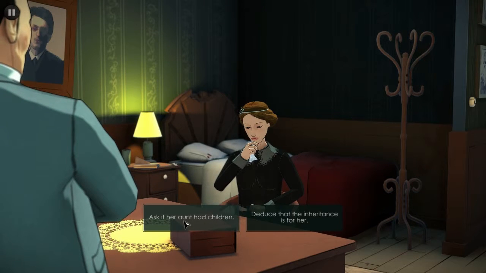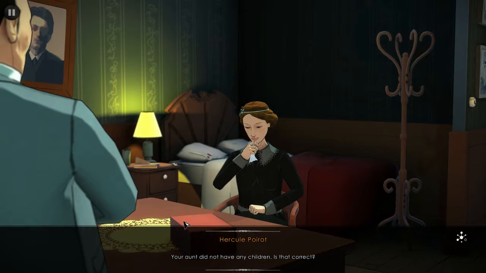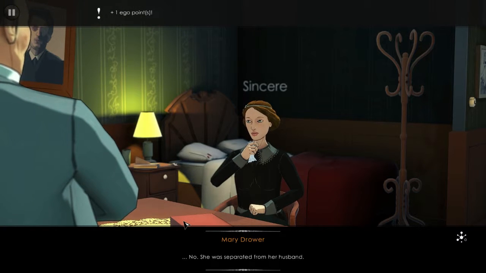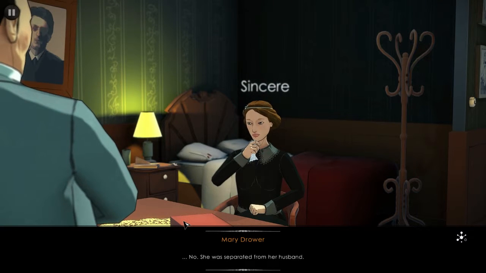Okay, so she was being sincere, it seems. Ask if her aunt had children. Deduce that the inheritance is for her. Let's ask her if she had any children. Your aunt did not have any children, is that correct? No, she was separated from her husband.